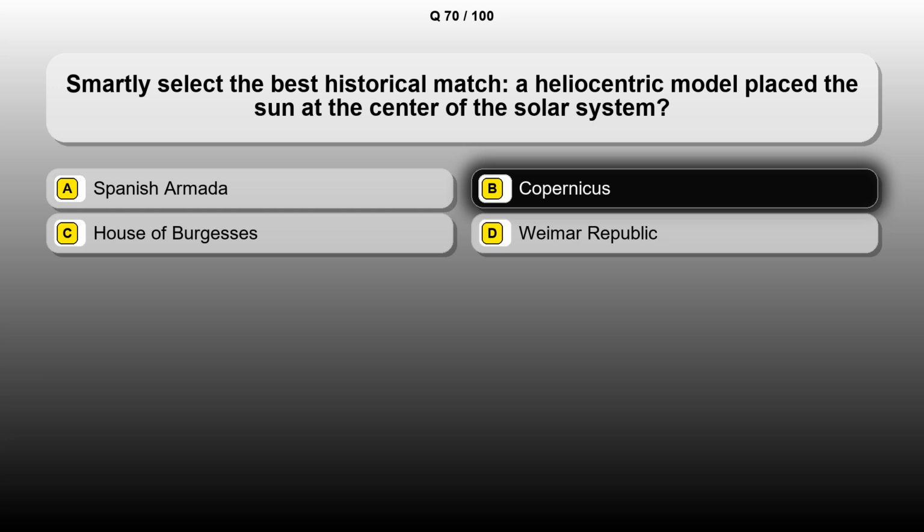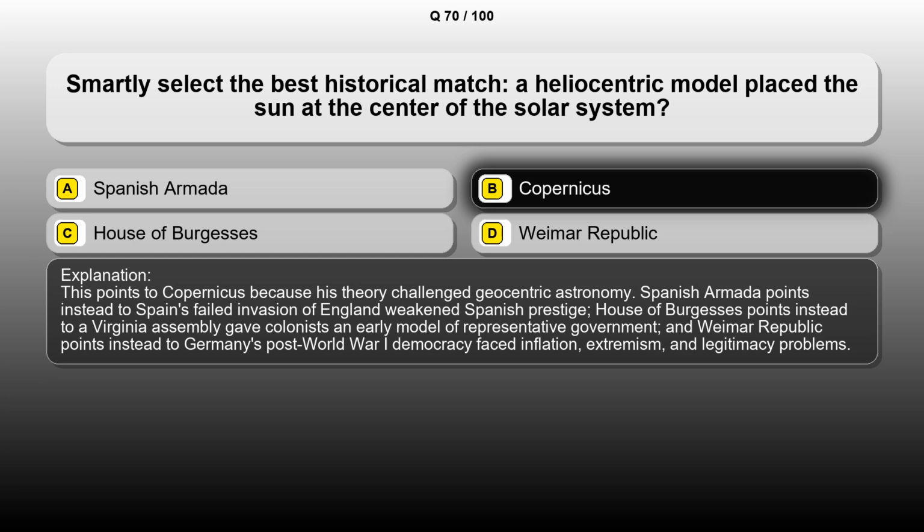The correct answer is option B, Copernicus. This points to Copernicus because his theory challenged geocentric astronomy. Spanish Armada points instead to Spain's failed invasion of England weakened Spanish prestige. House of Burgesses points instead to a Virginia assembly gave colonists an early model of representative government, and Weimar Republic points instead to Germany's post-World War I democracy faced inflation, extremism, and legitimacy problems.